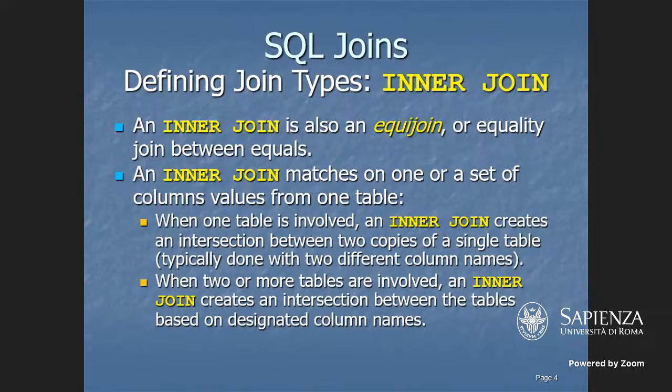An inner join is also called an equijoin or equality join. You say an inner join matches on one or on a set of column values from one table. So when one table is involved, an inner join creates an intersection between two copies of a single table, typically done with two different column names. Because you might have the same column names. When you have the same column name, that is when you properly define the name of your column. Let's say you have an employee table, and then you have job ID there. And then you have, let's say, a department table, and it's the same job ID that is there.